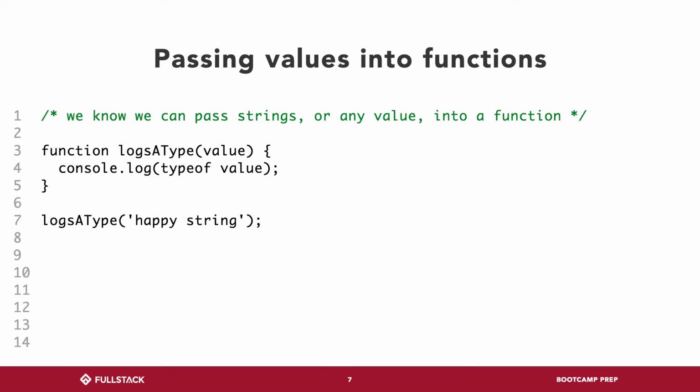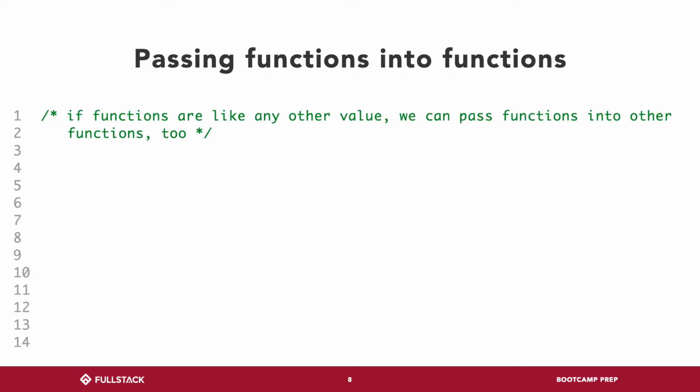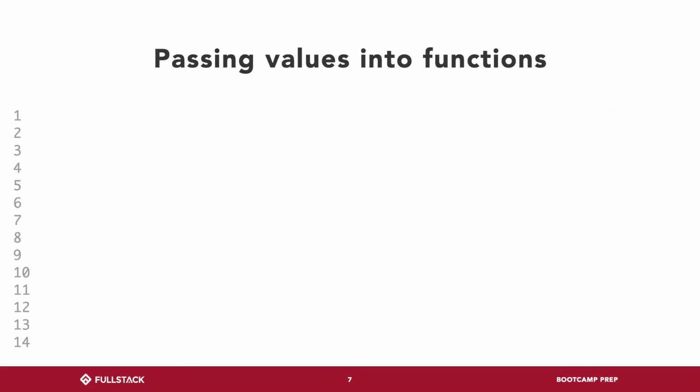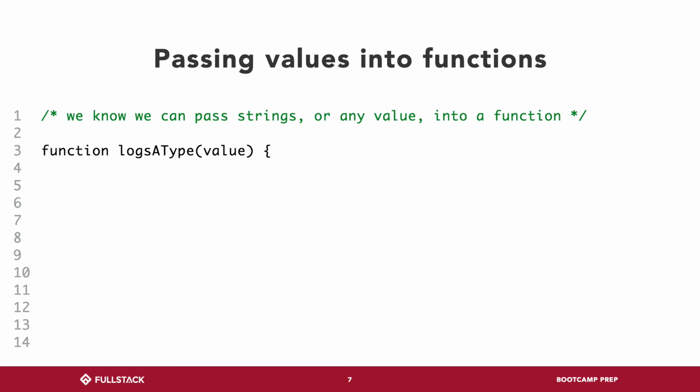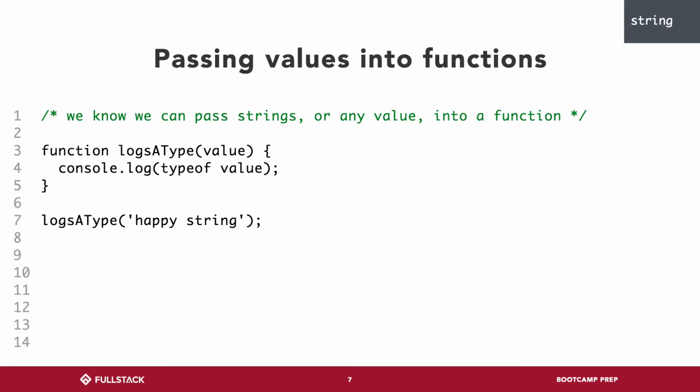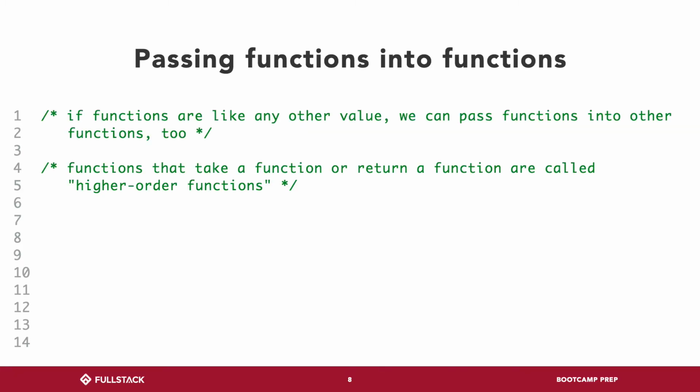We can also pass functions into functions. So what would this log? Anybody? It would just be string. Why wouldn't it be happy string instead of string? Oh, the value. Sorry. It's confusing, but yeah, it's typeof. Typeof. Yeah. So it's a string.